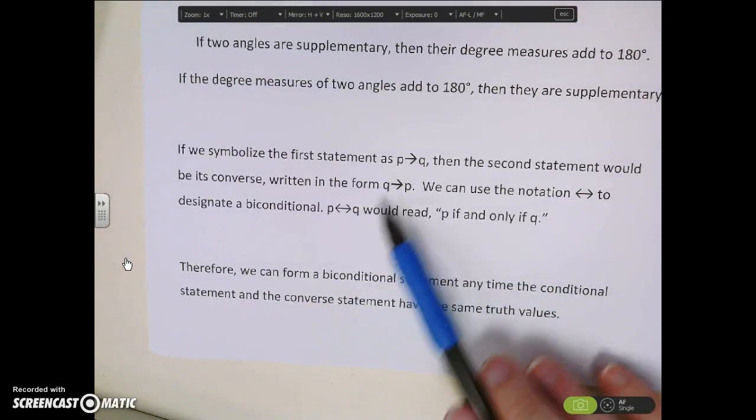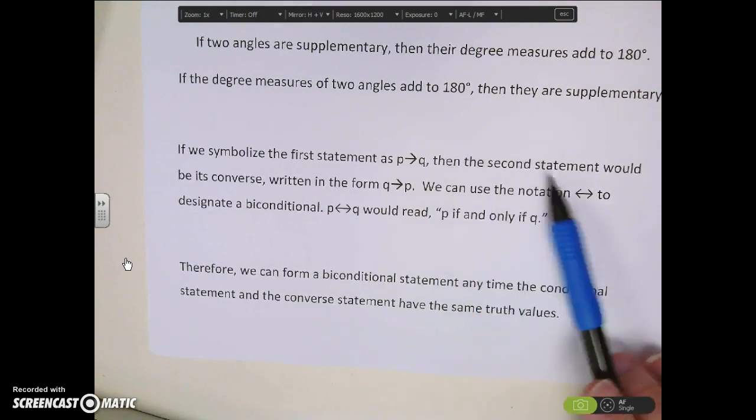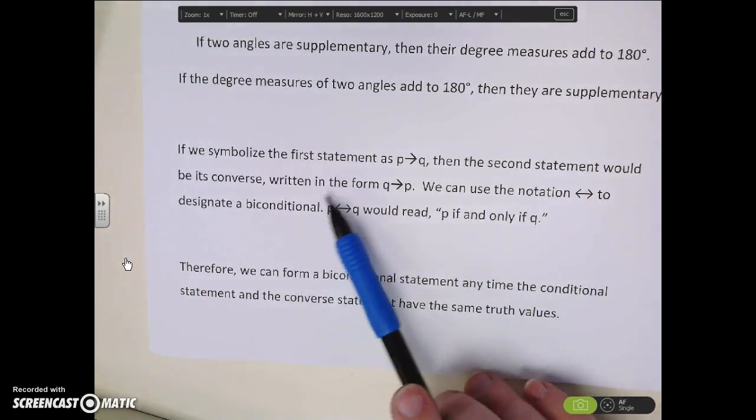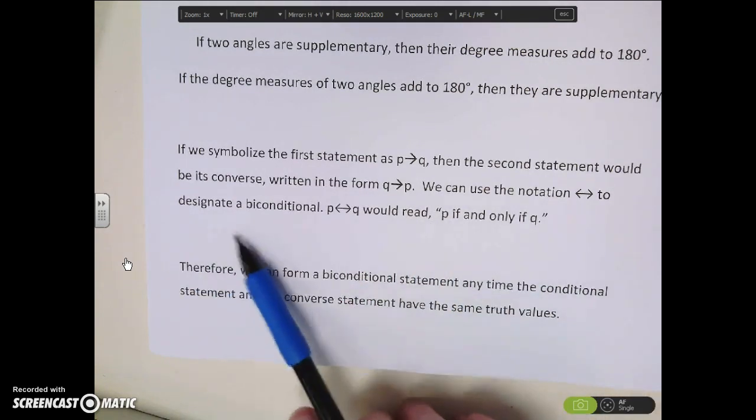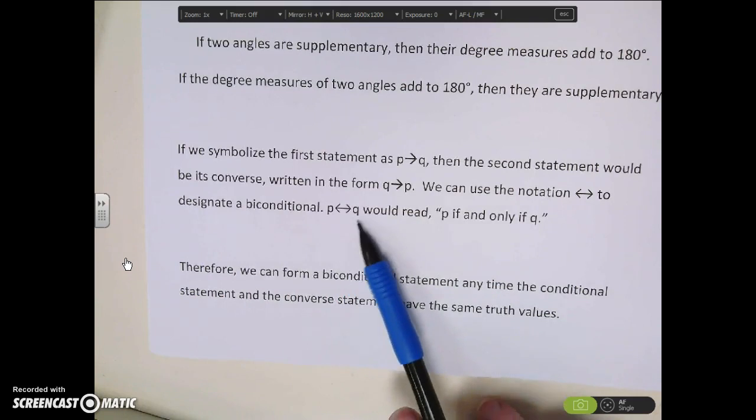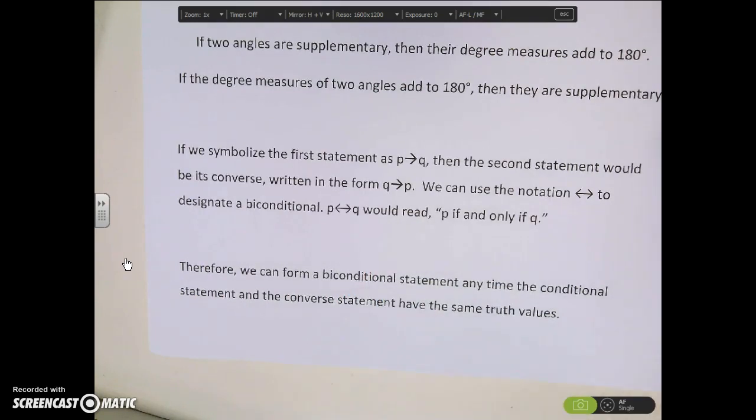If we symbolize the first statement as P arrow Q, then the second statement would be its converse, written in the form Q arrow P. We can use the notation double arrow to designate a biconditional. P double arrow Q would read P if and only if Q. Therefore, we can form a biconditional statement anytime the conditional statement and the converse statement have the same truth value. That's your big idea. Okay, circle it, highlight it, whatever you need to do.